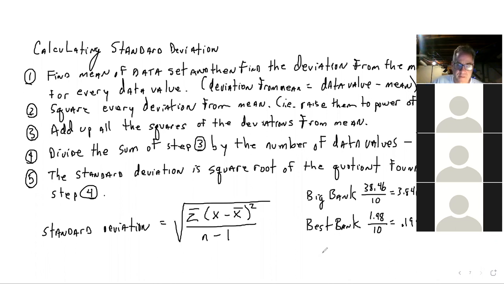Then the standard deviation is the square root of that number. So the standard deviation of Big Bank would be the square root of 3.846, which then rounded to the hundredths place is 1.96 minutes.